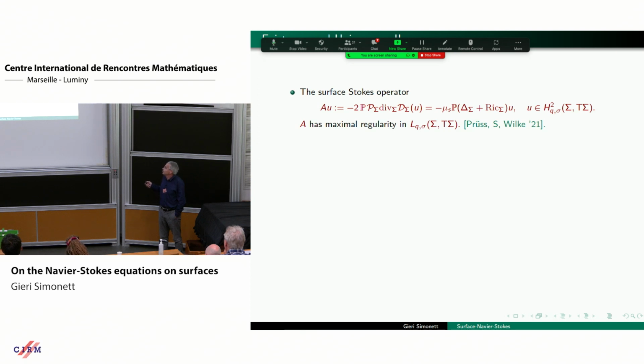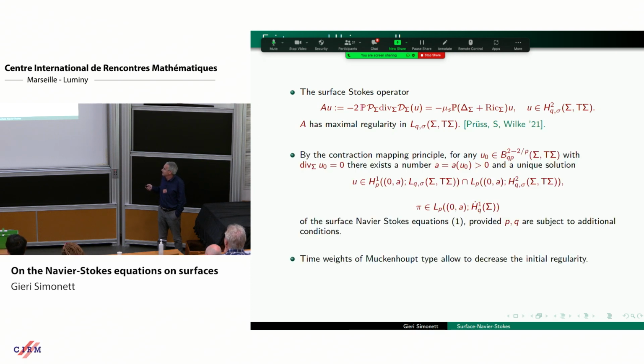Now it's a convenient fact here that this has maximal regularity. In fact, the resulting equations would be semi-linear, but it's convenient to look at it from the point of view of maximal regularity. If you do that, then you can establish local existence. This is not a sharp result, but it gives you one way that you could study it. I didn't want to be too technical. We have a way to build in time weights, and you can drastically decrease the initial regularity.